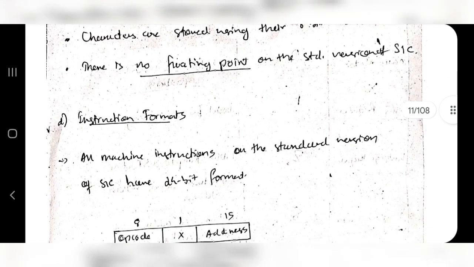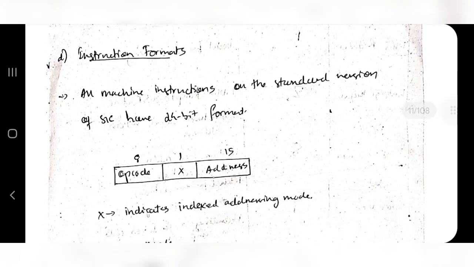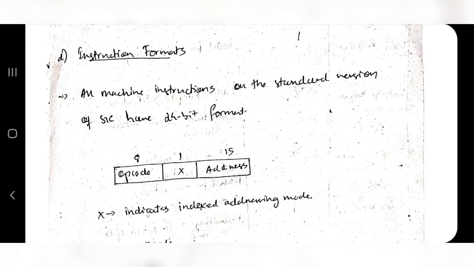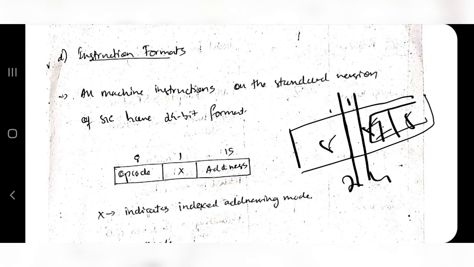So in the instruction format, all machine instructions on the standard version of SIC have the 24-bit format. So 8 is for the opcode, 1 is for the index value, and 15 is for the address. As I told you, the instruction format will also have 24 bits in total. Usually it is divided into 8-8-8, but here it is not; here it is 8, and here 1 is reserved, so the total left will be 7 here, and 7 plus 8 is 15, taken as another one. So this is for the instructions.